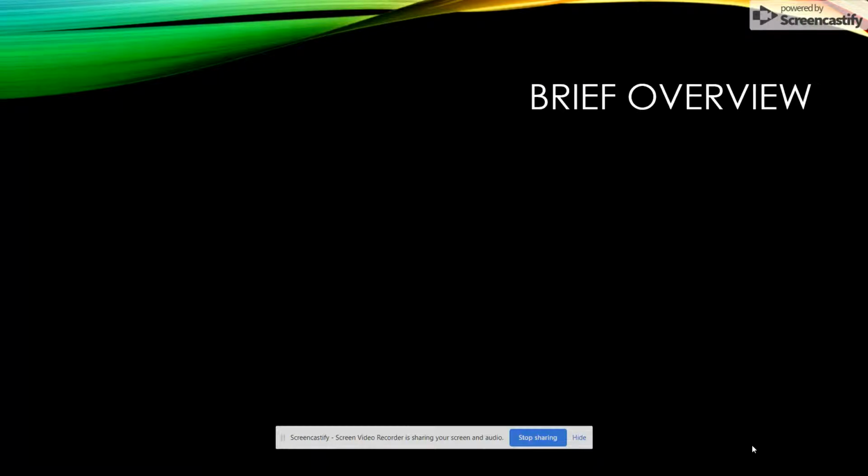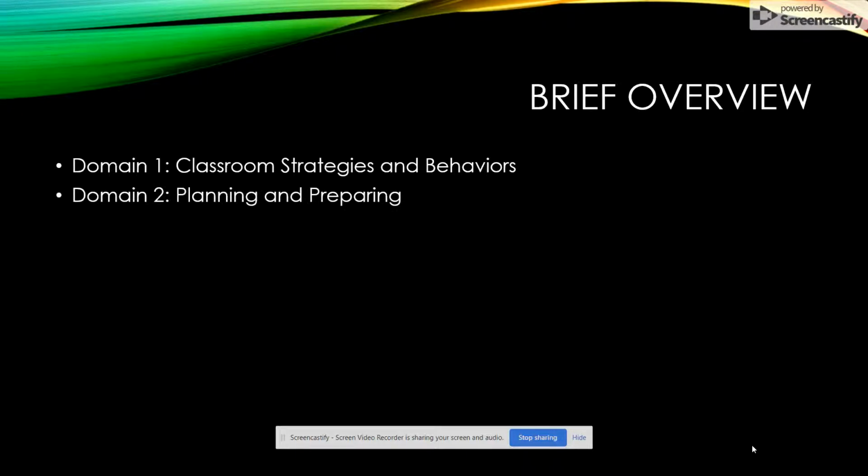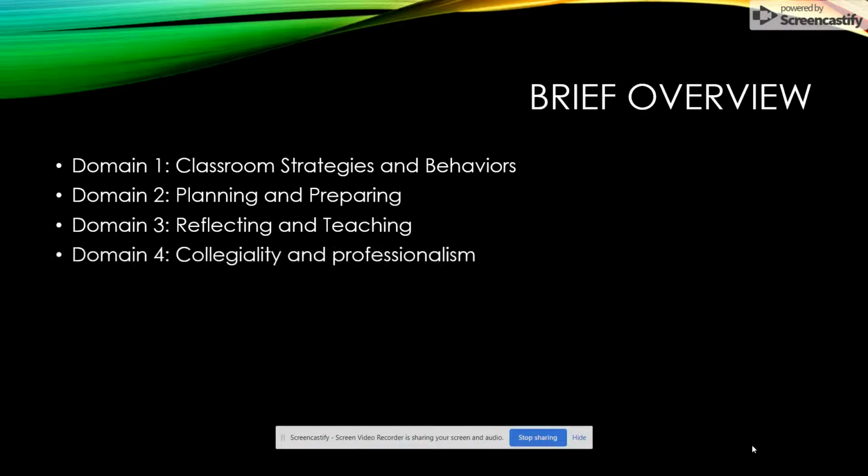This is a brief overview of this model. There are 4 domains. The first domain is classroom strategies and behaviors. Second domain is planning and preparing. Domain 3 is reflecting and teaching. Domain 4 is collegiality and professionalism.